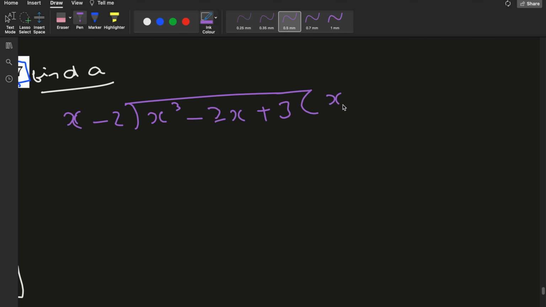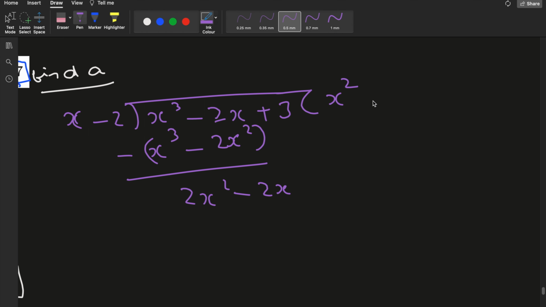So over here it would be x squared. So x cubed minus 2x squared. Let's subtract this. It's going to be 2x squared. Bring down the 2x minus 2x, so it's going to be plus 2x.